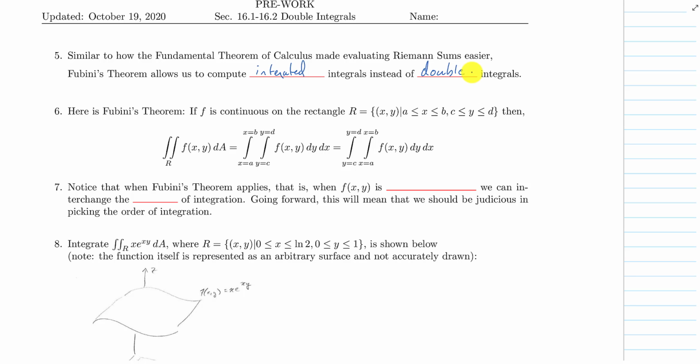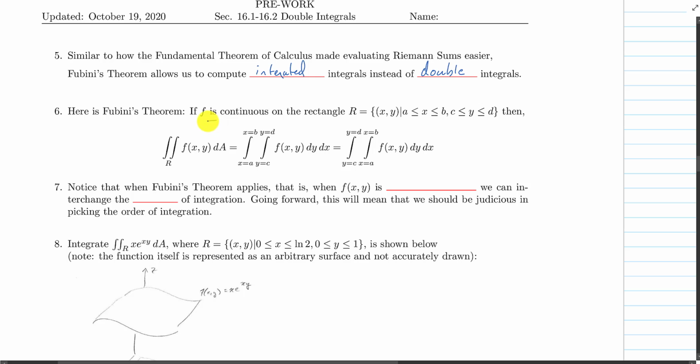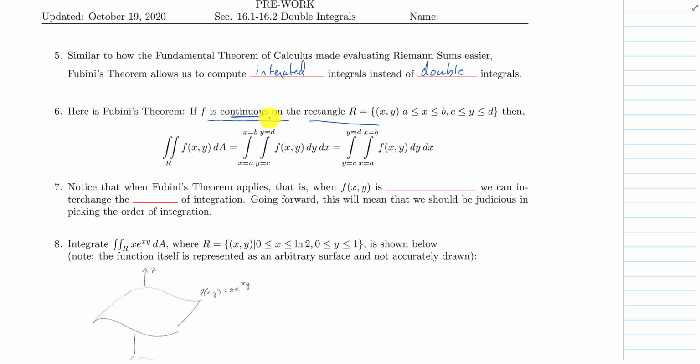So what does Fubini's theorem say? Here it is. It says, suppose f is continuous on a rectangle. By the way, this is actually a little bit misleading. You can relax that requirement, but that's a topic for another course. But anyway, you've got a function that's continuous on a rectangle.